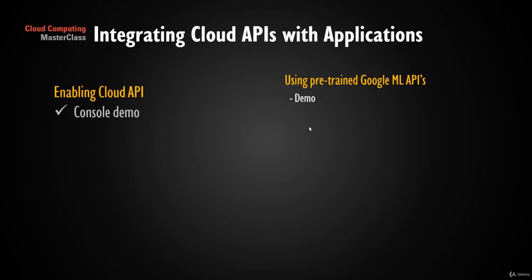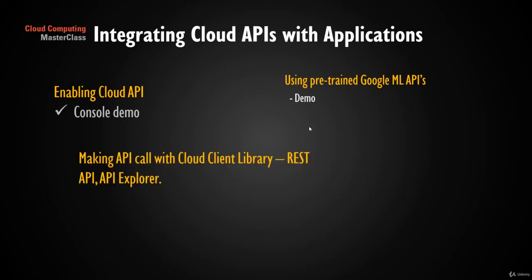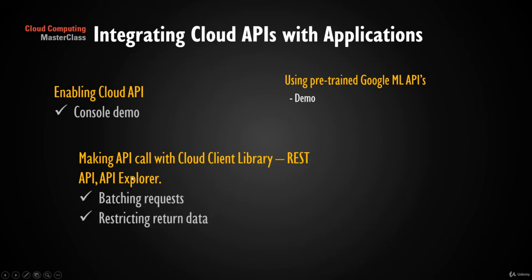The next one is we need to have an example on pre-trained Google ML APIs demo, which I'm planning to put up. Making API calls with client library, REST API or API Explorer. We already saw how you can do a REST API or API Explorer. Then batching requests, restructuring return data or paginating the results, caching the results. We are going to have one example for this using an actual program, without looking at the API Explorer, but with the actual program.